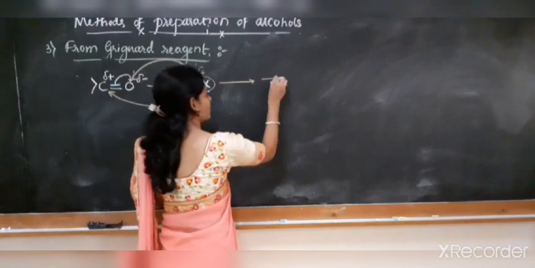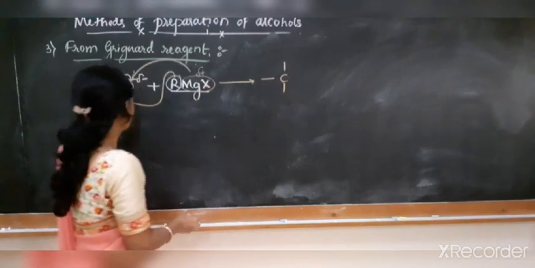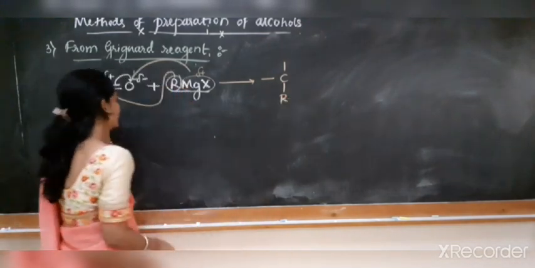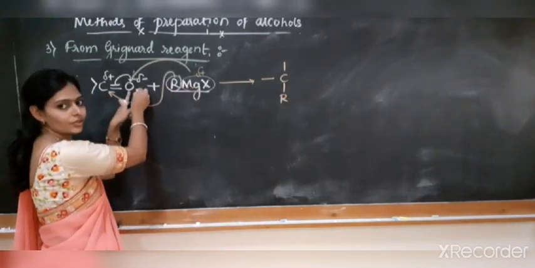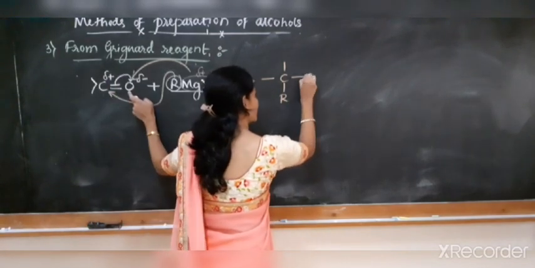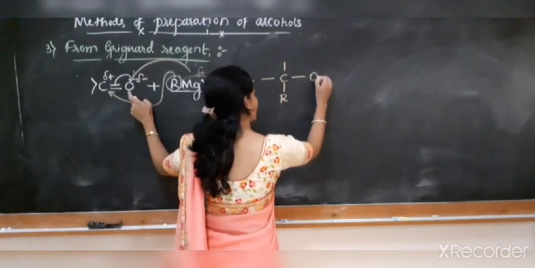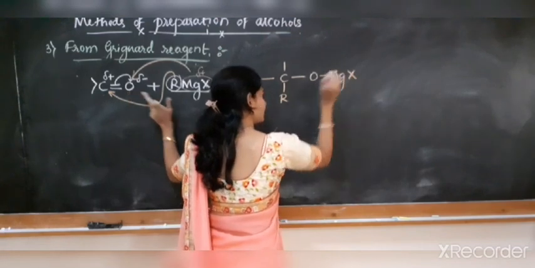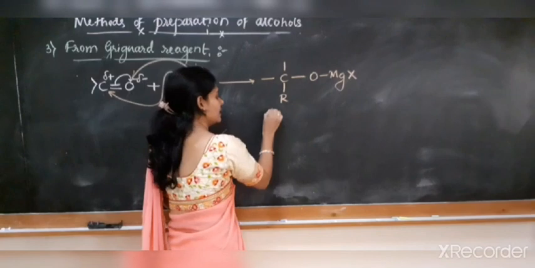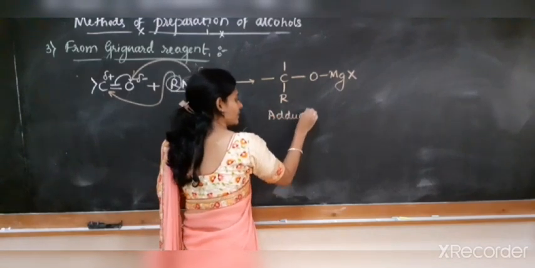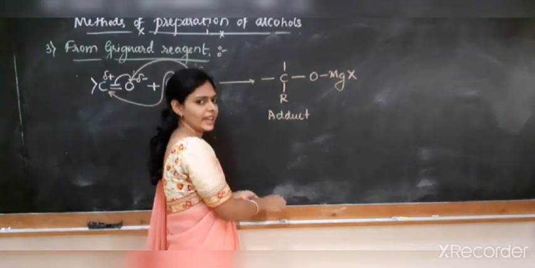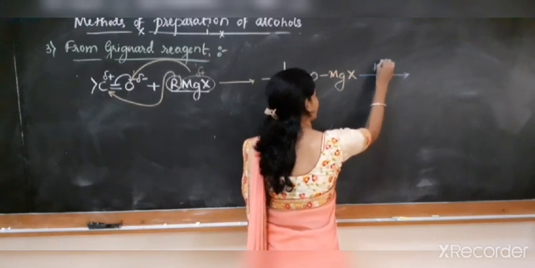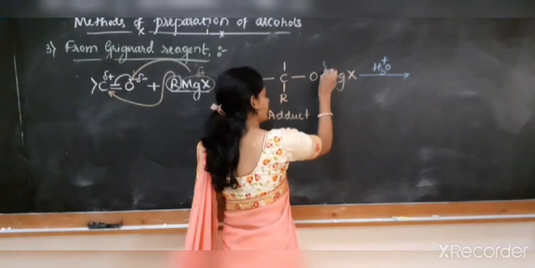So there is a formation of this kind of species. See here, the R group goes and attacks the carbon, so I write here R. Then the remaining part attaches to the oxygen. So the double bond is converted to a single bond and oxygen now connects with MgX. Like this we get an addition compound, which is called an adduct, which is highly unstable. So further hydrolysis results in the formation of a stable compound.